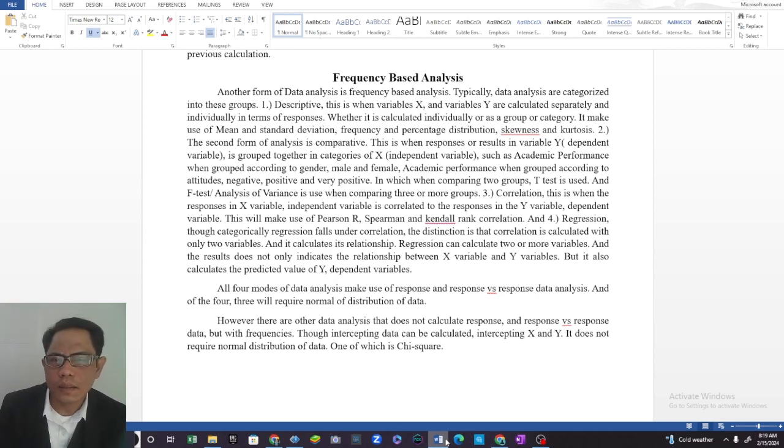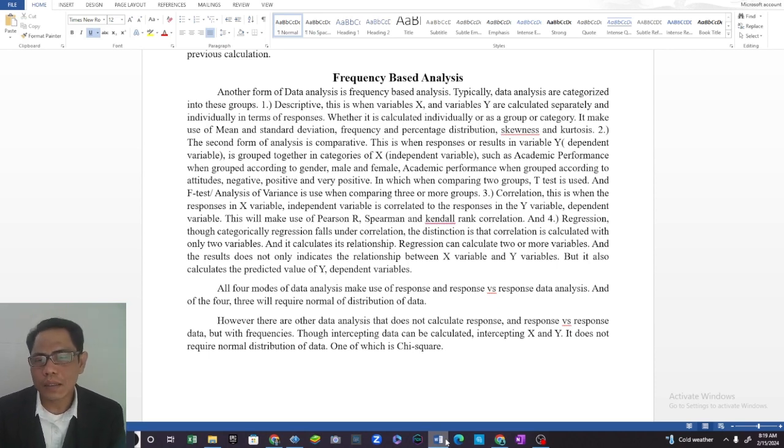So we'll do a summary of the data analysis that we've made and introduce frequency-based analysis. Another form of data analysis is frequency-based analysis. Typically, data analysis are categorized into groups. So we have one, descriptive, that is when X variable and Y variable are calculated separately and individually in terms of responses, whether it is calculated individually or as a group or category. It makes use of mean, standard deviation, frequency, and percentage distribution, skewness, and kurtosis.